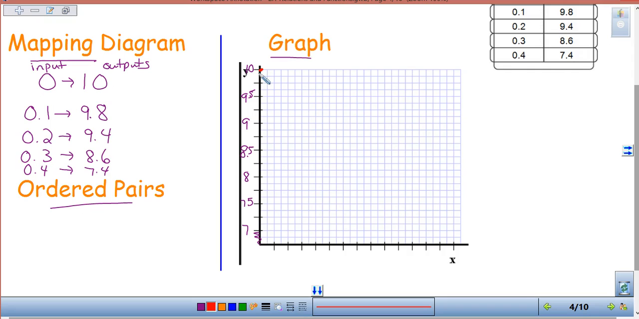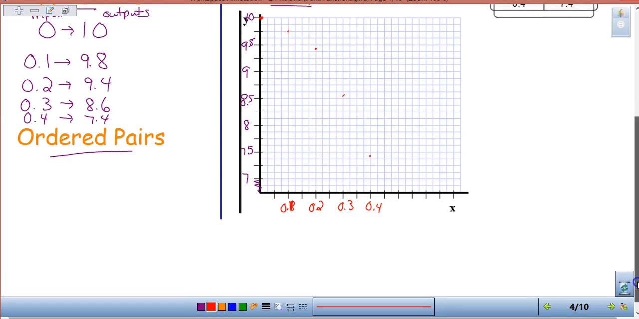And you notice that it is getting smaller. So 0.1 I'm going to put right here. I'm going to skip every 2. And then 0.1 is going to be way up here. Approximately. 0.2 is at 9.4, so that's a little bit lower than 9.5. 0.3 is going to be at 8.6, so that's way down here. And then 0.4 is at your 7.4, so that's really good. So you get something like that.